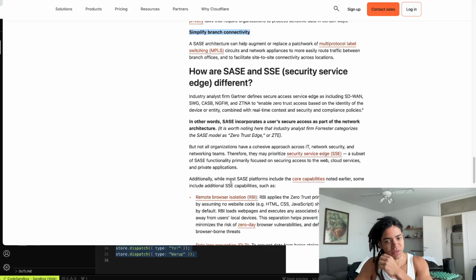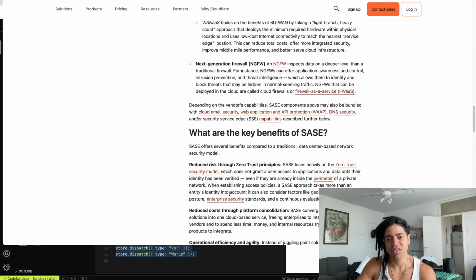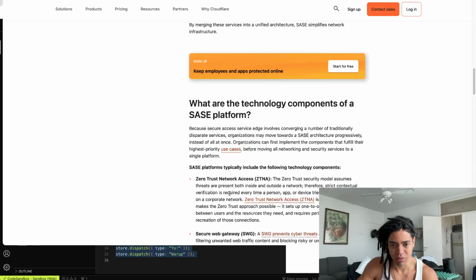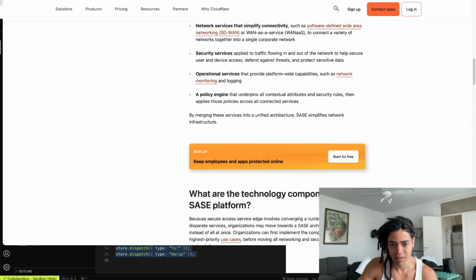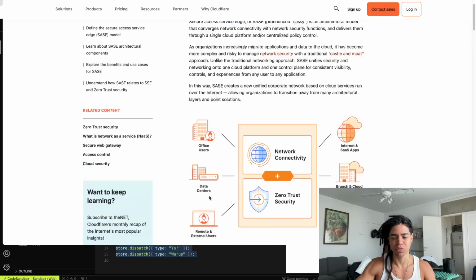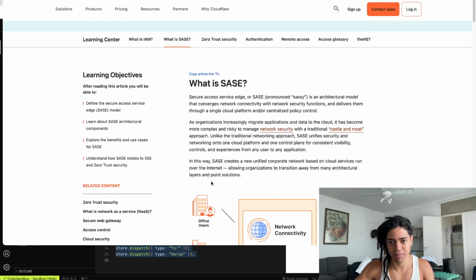But this is okay. This is now network as a service. Where are the technology components of SASE? So what are the capabilities SASE delivers? SASE platforms combine network as a service, which combines network connectivity and zero trust policy into a service, which is an architectural model that converges network connectivity and network security.